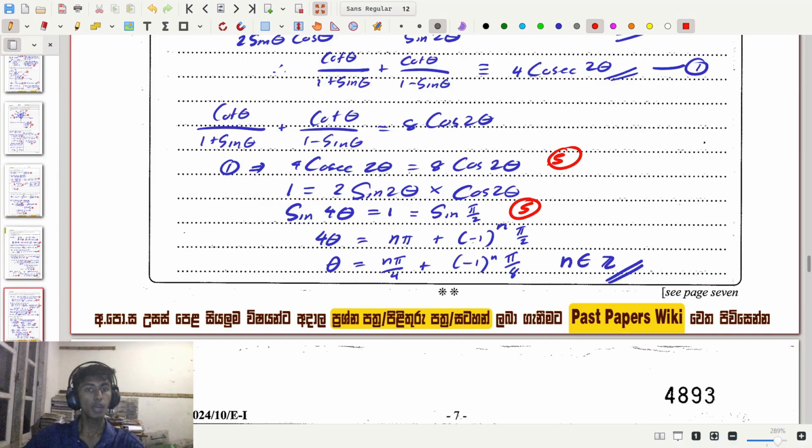And finally, when you say that if sine A is equal to sine B, then A must be equal to n pi plus negative 1 to the power of n times B, and you simplify this expression down to this expression right here, and write this final line as your final answer, you get another 5 marks for that.